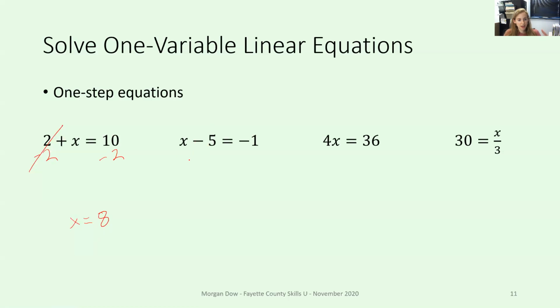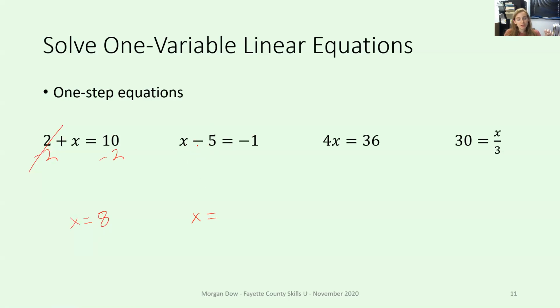Now let's look at the second example here. It says x minus 5 equals negative 1. So again, you might be able to figure out what x is, but we're going to go through the process of getting x by itself on one side of the equal sign.